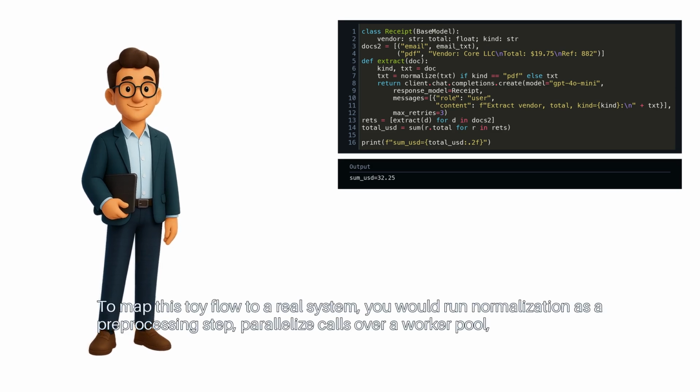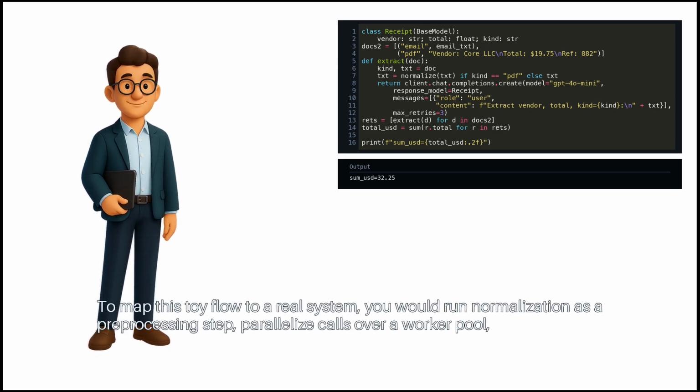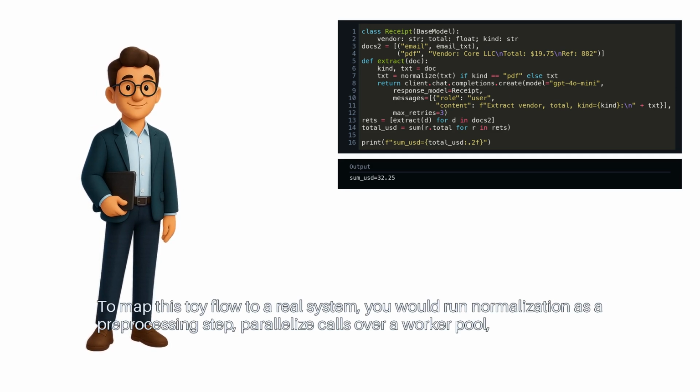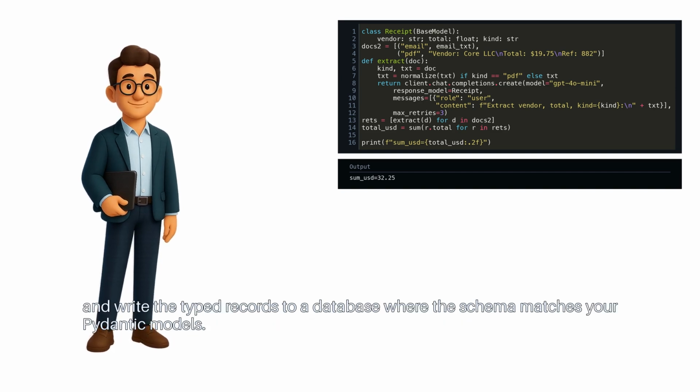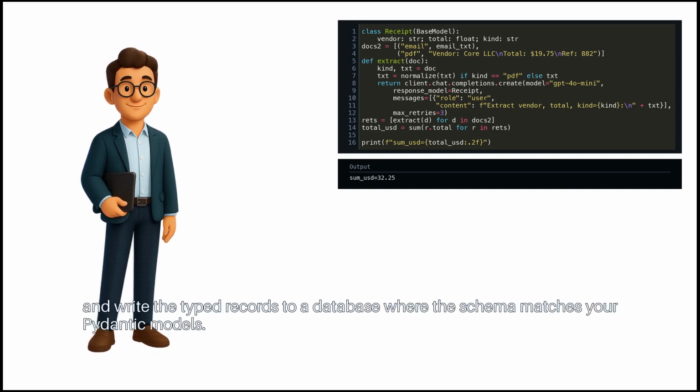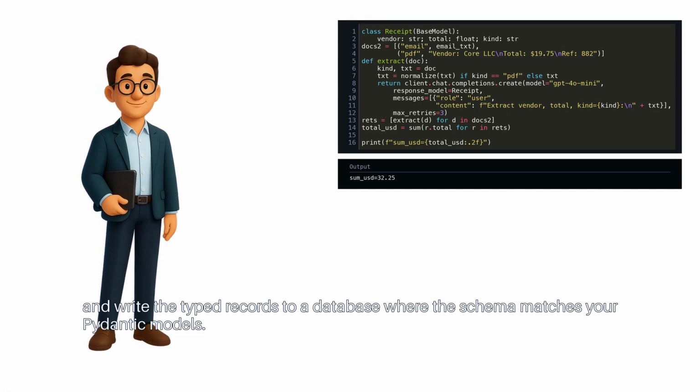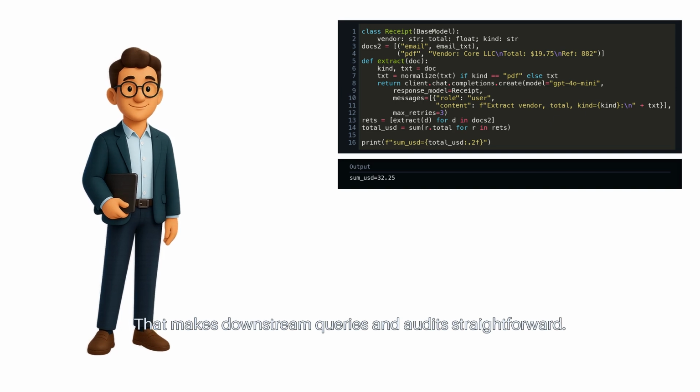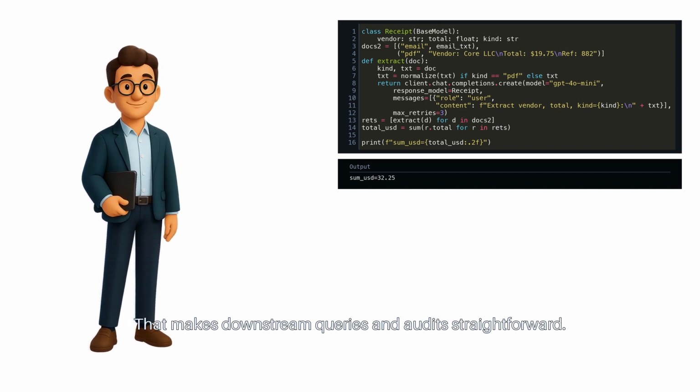To map this toy flow to a real system, you would run normalization as a pre-processing step, parallelize calls over a worker pool, and write the typed records to a database where the schema matches your Pydantic models. That makes downstream queries and audits straightforward.